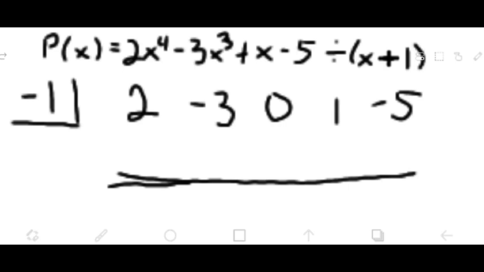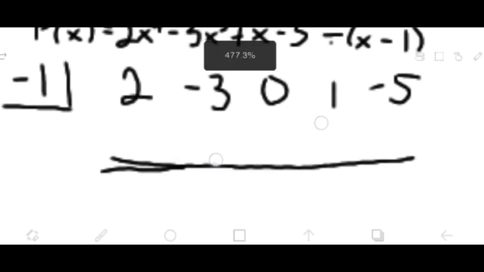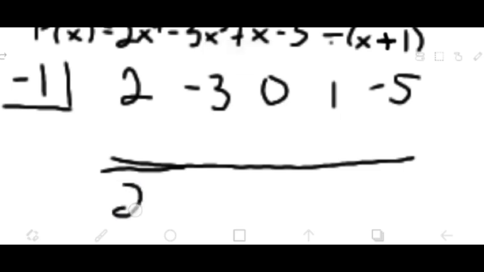Why 0? Since, as you can see, next to 3x cubed should be x squared, yet the example has none. So we always put 0. Going back, to answer this example, we're going to bring down 2, then multiply it by our divisor, which is negative 1, so the answer will be negative 2. Then we're going to add, so the answer will be positive 5.